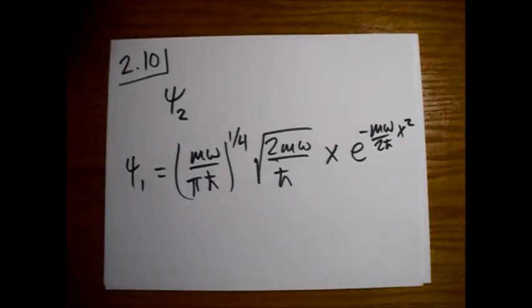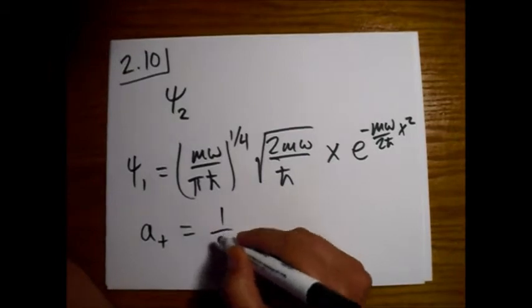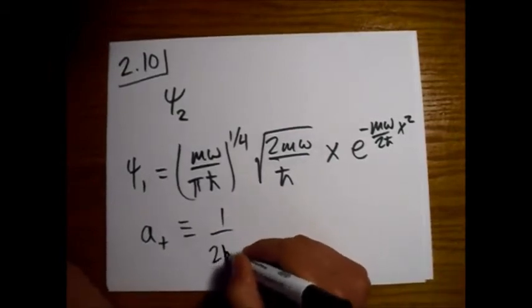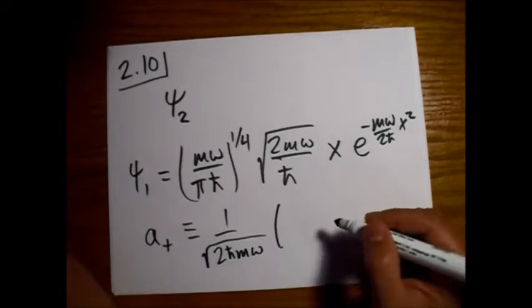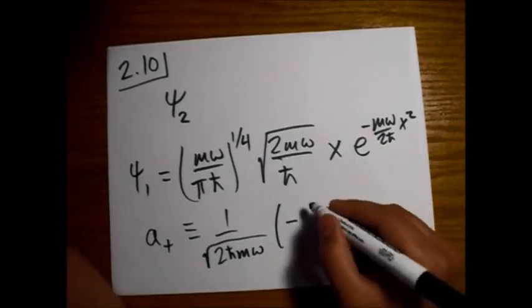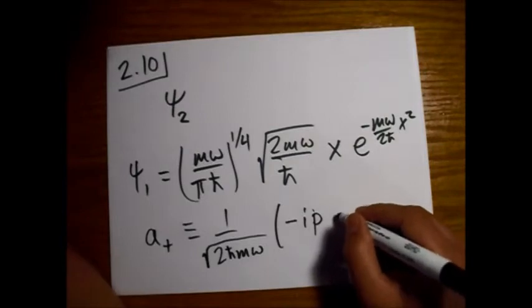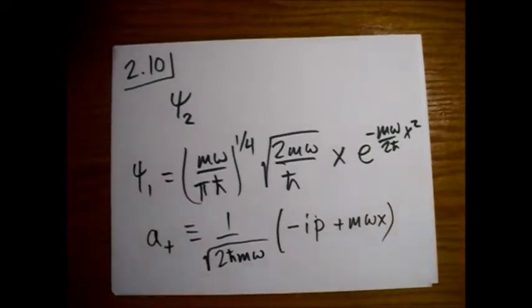And we're just going to use the raising operator, one of our ladder operators. You can find this in equation 2.47, so I'll write that out real quick. This is it defined: 1 over the square root of 2 h bar m omega, and for the raising operator we have a minus i p plus m omega x, like this.